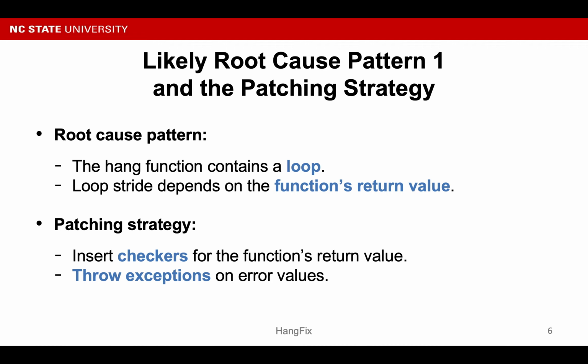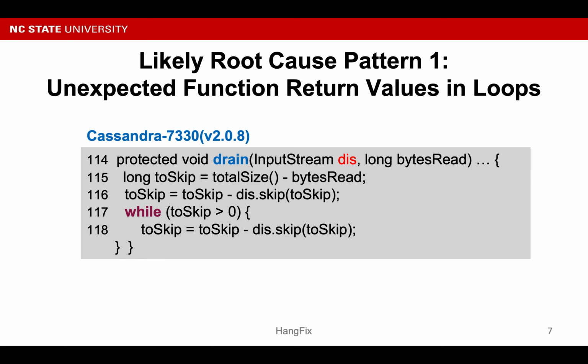Next, I will introduce the 4 likely root cause patterns and the corresponding patching strategies. If the hang function contains a loop and the loop start depends on the function's return value, we say this bug is the pattern 1 bug. To patch the pattern 1 bug, we insert checkers for the function's return value. We throw exceptions on the error value set of the return value.